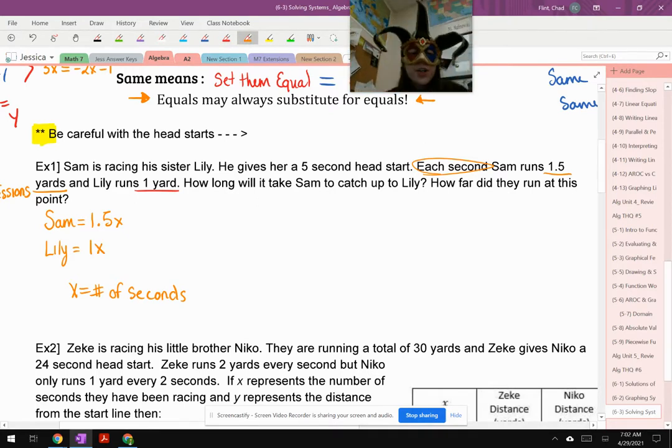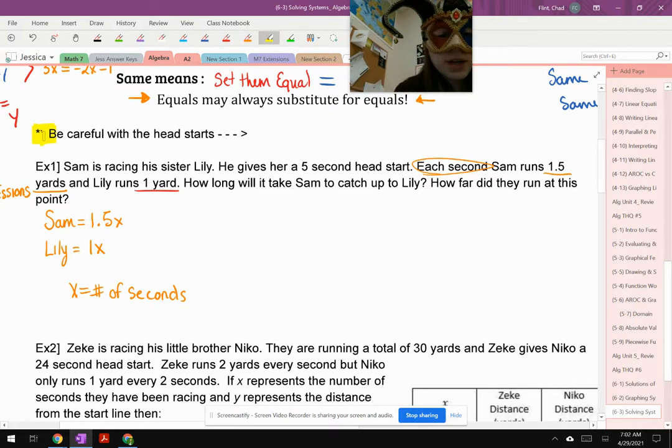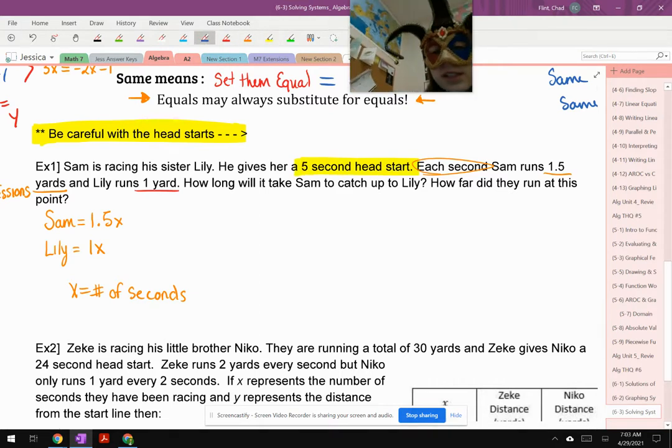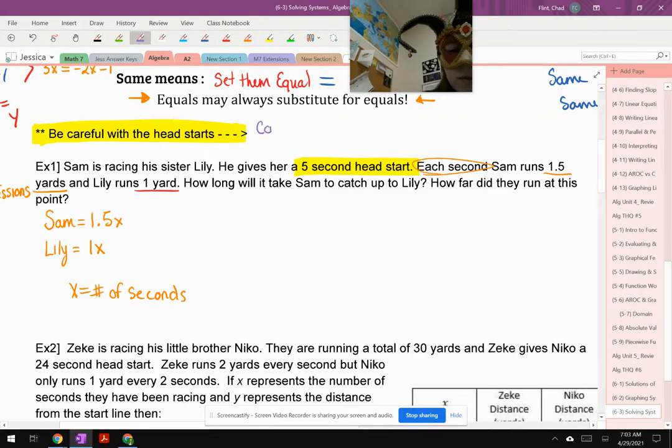However, that's where we come in with this: be careful with the head start. He gives her a 5-second head start. When you're dealing with these head starts, it is absolutely essential that you convert them. Make sure you convert to how far of a head start.